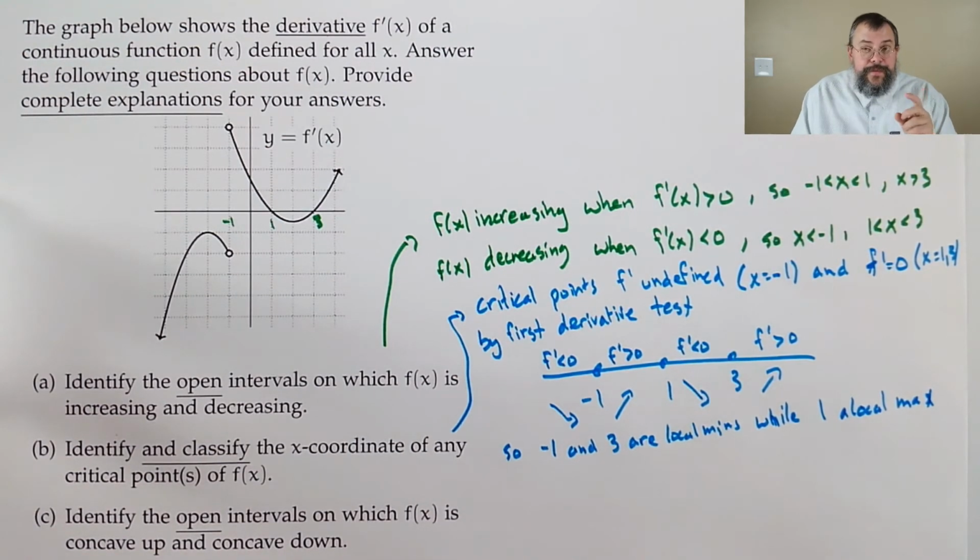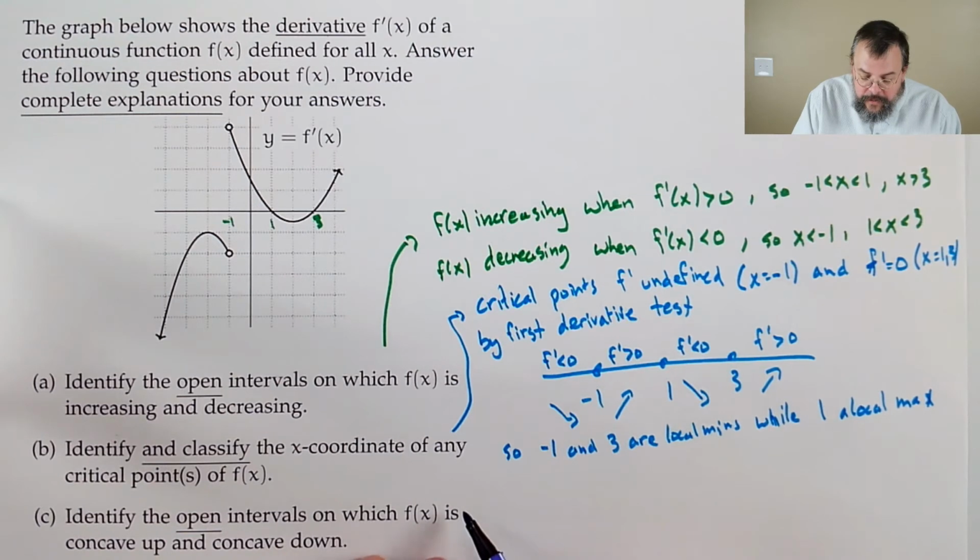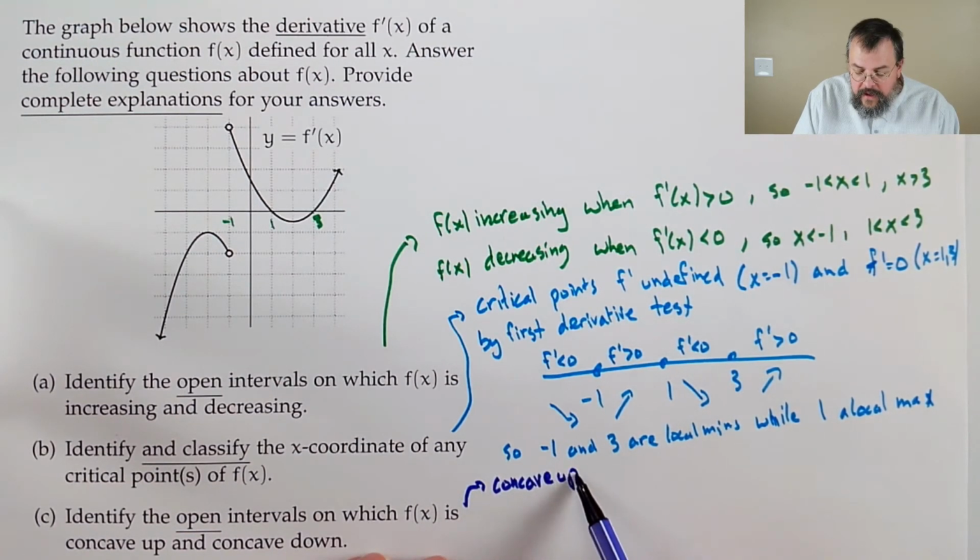With that part, one more to go. Okay, so on to part C. Identify the open intervals on which f of x is concave up and concave down. Now, one of the things we can do is we can plot the second derivative, or we can think about what concavity means. So we can say concave up means what? Means that f prime is increasing.